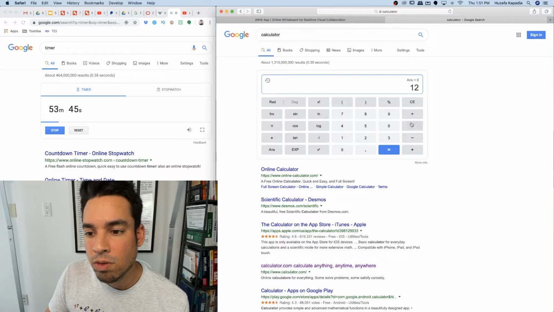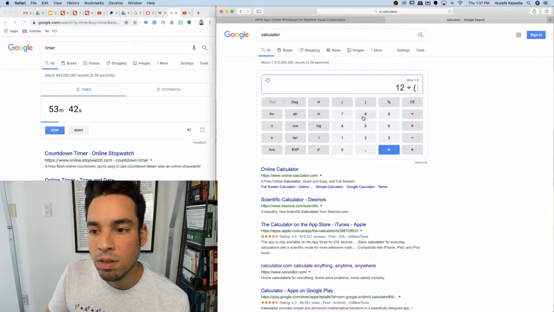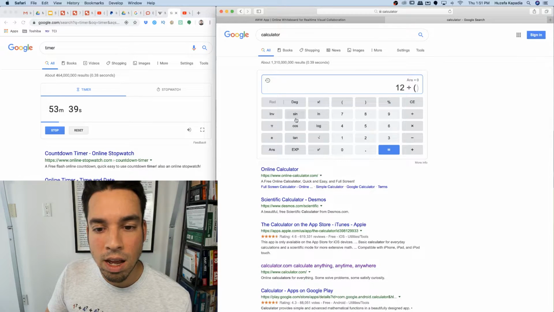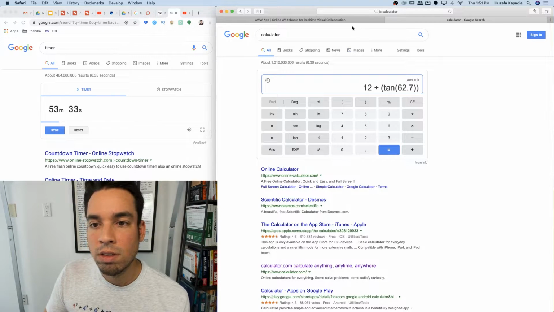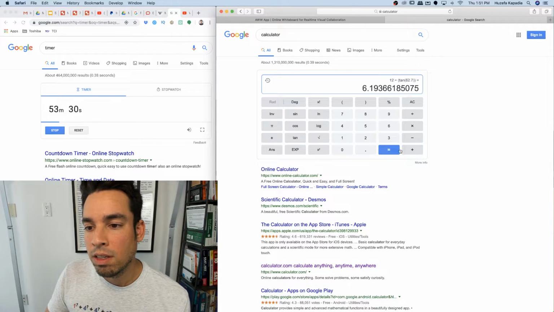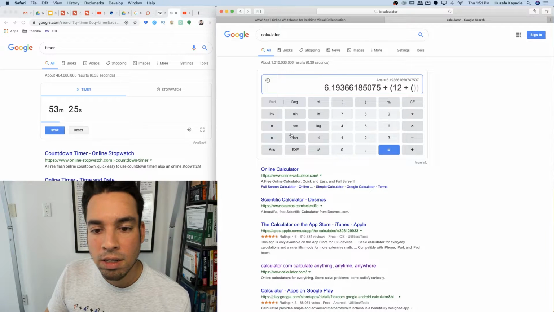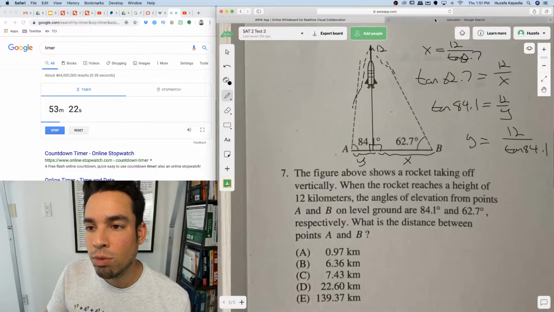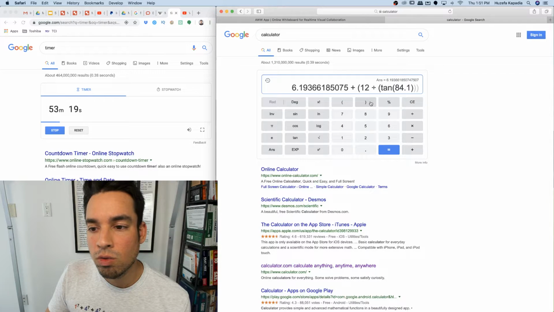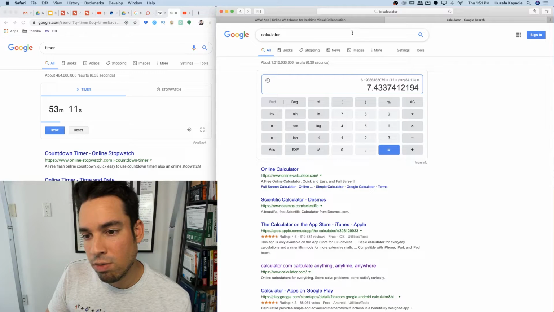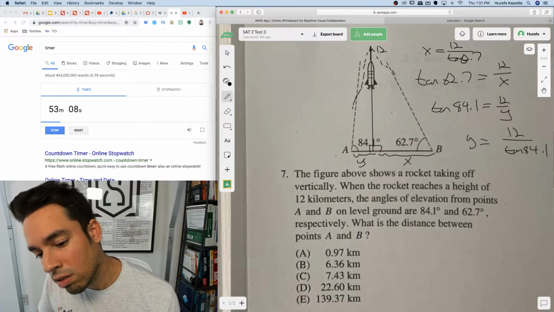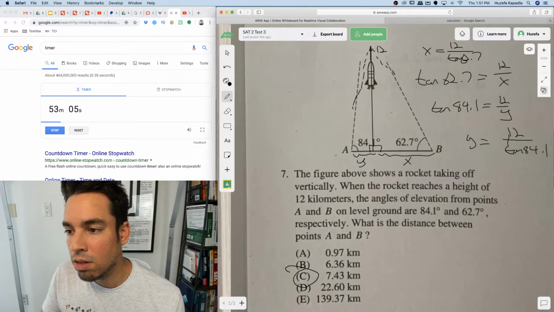So 12 over tangent of 62.7 equals that, plus 12 divided by tangent of 84.1. So it looks like it's 7.433. Feels good to me. All right, let's keep going.